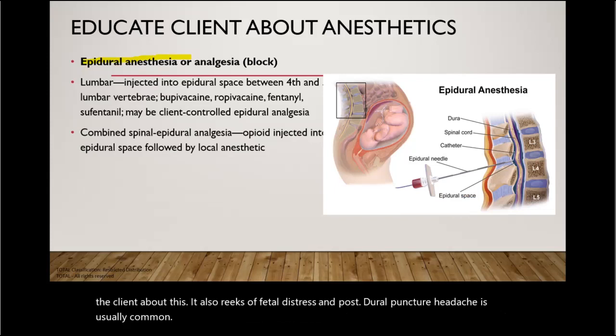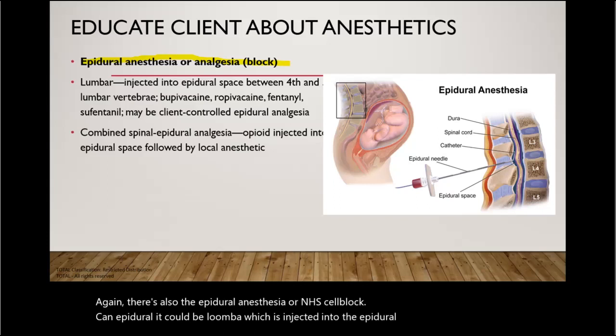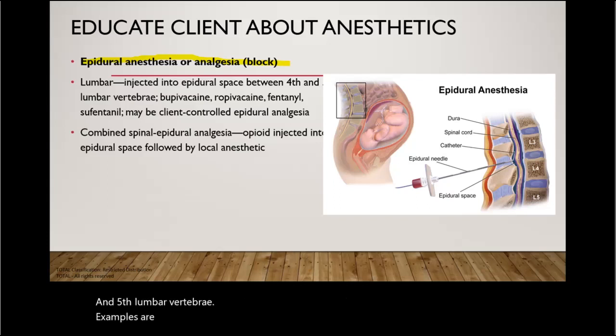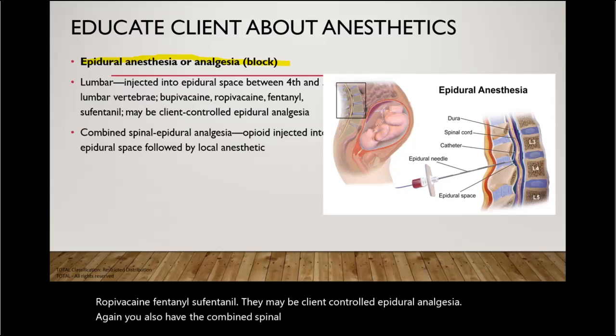Again, there's also the epidural anesthesia or analgesia block. In epidural, it could be lumbar, which is injected into the epidural space between the 4th and 5th lumbar vertebrae. Examples are bupivacaine, ropivacaine, fentanyl, sufentanil. They may be client-controlled epidural analgesia. Again, you also have the combined spinal epidural analgesia, and this is opioid injected into the epidural space, followed by local anesthetic.